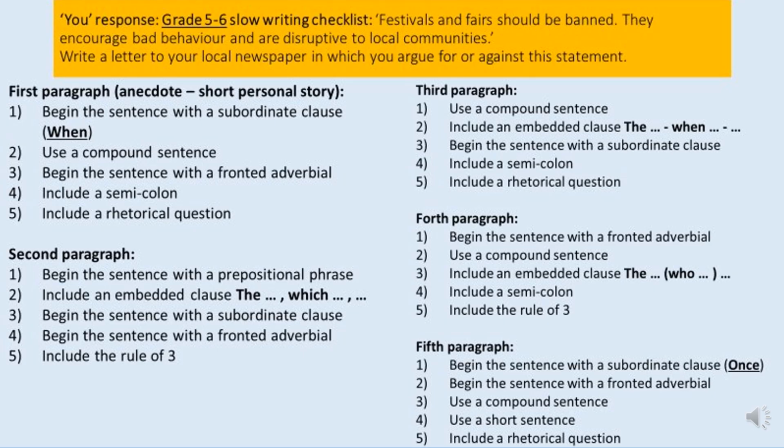Over the next couple of slides are suggested slow writing checklists that will help you be able to use a range of sentence structures which will provide you with marks, as well as structuring your response to your statement. You can see here that we have suggested that you start with an anecdote beginning with a subordinate clause when, followed by a compound sentence. Then you begin a sentence with a fronted adverbial, then a sentence with a semicolon, and then a rhetorical question. So alongside the range of sentence structures, you do need to ensure that you're using a range of punctuation too.